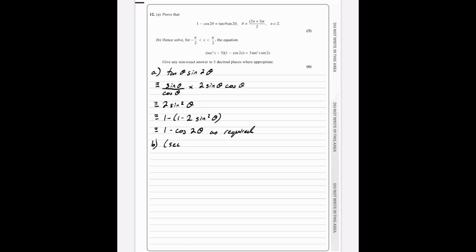For part B, solving the equation they're giving us, well, the command word here is hence, so hence suggests we're going to use the identity that we proved in A. I'm going to take the right hand side therefore and rewrite 3 tan squared x sine 2x as 3 tan x times tan x sine 2x, because we have an identity for tan x sine 2x. I'm leaving the left hand side entirely alone for now, and I can rewrite the tan x sine 2x on the right hand side with 1 minus cos 2x.